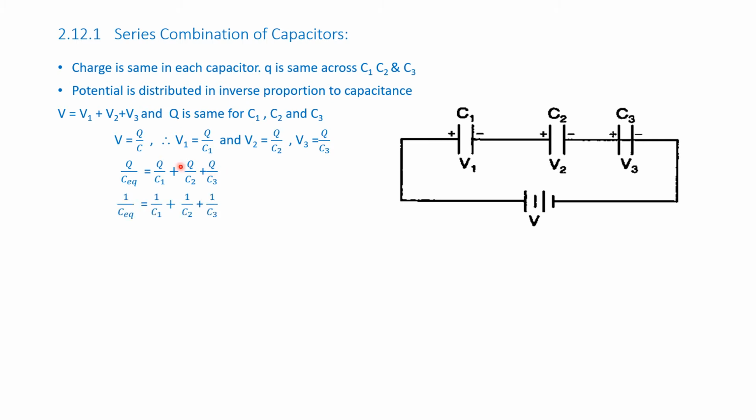Therefore, Q is common on the left side and the right hand side. So this Q of the left hand side gets cancelled with the Q of the right hand side. Therefore, 1 over C equivalent will be equal to 1 over C1 plus 1 over C2 plus 1 over C3. This can be written in another form: 1 over C equivalent is equal to sigma i equals 1 to n of 1 over Ci. So, here all are reciprocals.